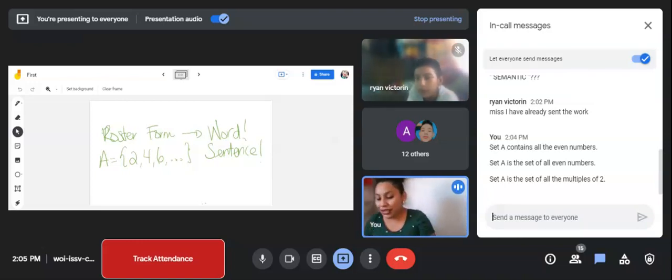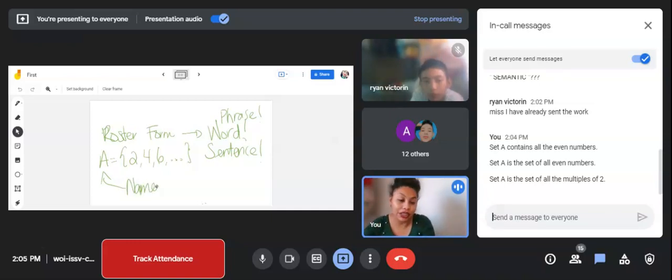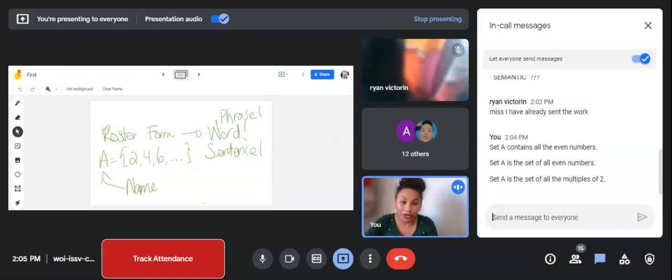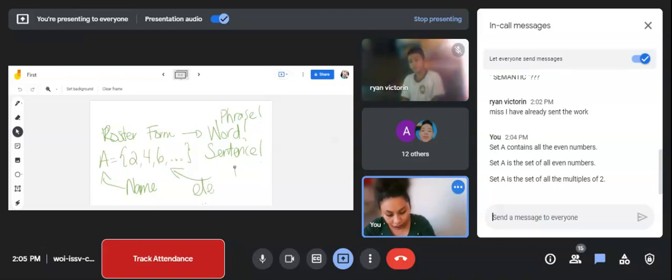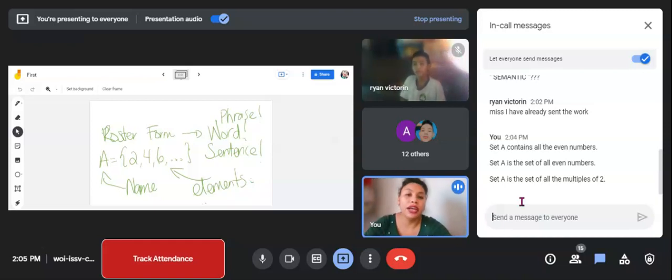Now, what is important in roster form? You need to say in the sentence, in the word, or in the phrase, you need to give the name of the set. Like if you look at the sentences that I have in the chat, all of them say set A contains, set A is, set A is. So if you have set W, you start with set W. You have B, you start with set B. Right? You have to say the name of the set. And then you tell me what that set has. What does it have? Right? And then you say the elements. Describe the elements.